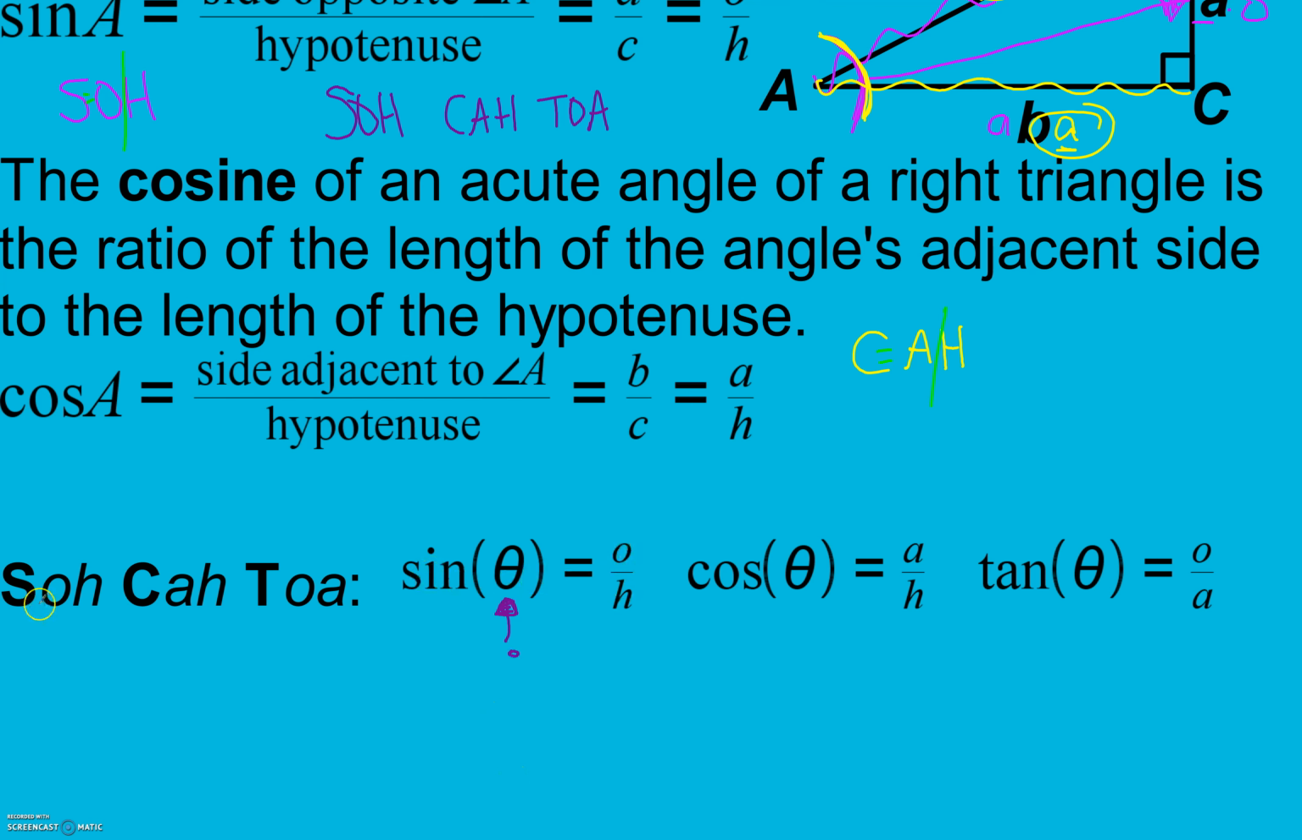Sine equals opposite over hypotenuse. Cosine of our angle equals A over H, adjacent over hypotenuse. And tangent of our angle equals O over A. So Sohcahtoa is how we remember our trig ratios.